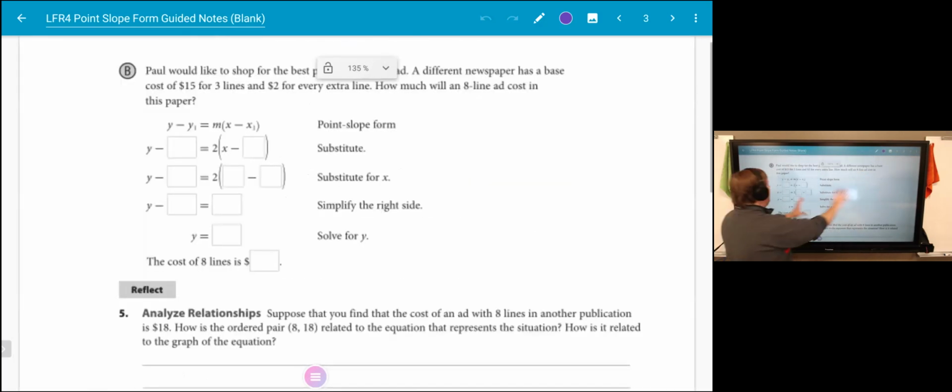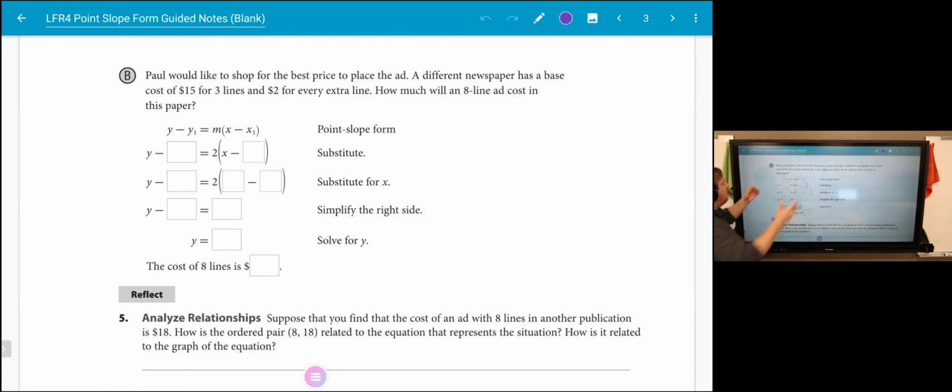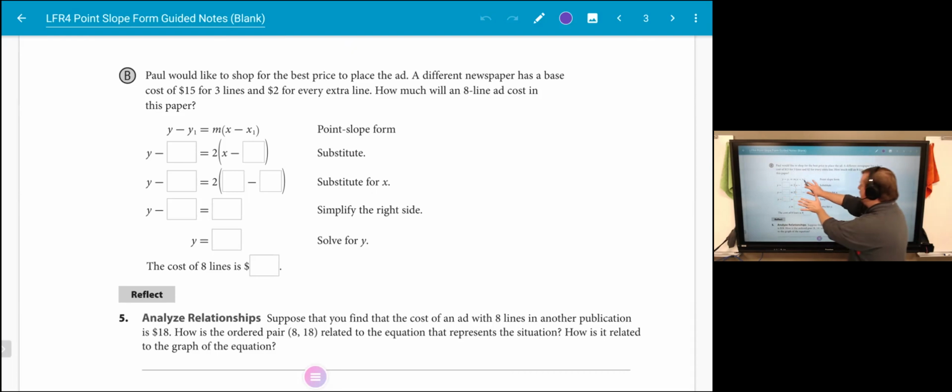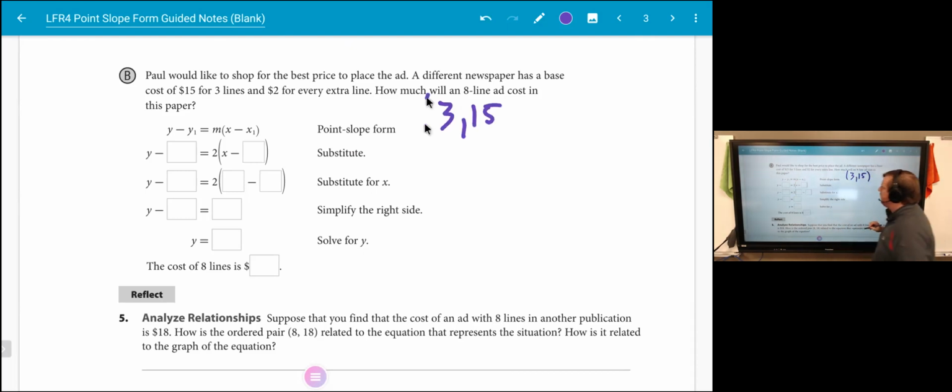I'm going to write on the right-hand side. I'm going to do this here. Paul would like to shop for the best price to place the ad. A different newspaper has a base cost of $15 for 3 lines and $2 for every extra line. How much will the same 8-line ad cost in this paper? Okay, here's point slope form. My point is I've got 3 lines cost $15, and it's $2 per line after that. I have my point, (3, 15), and my slope, 2.